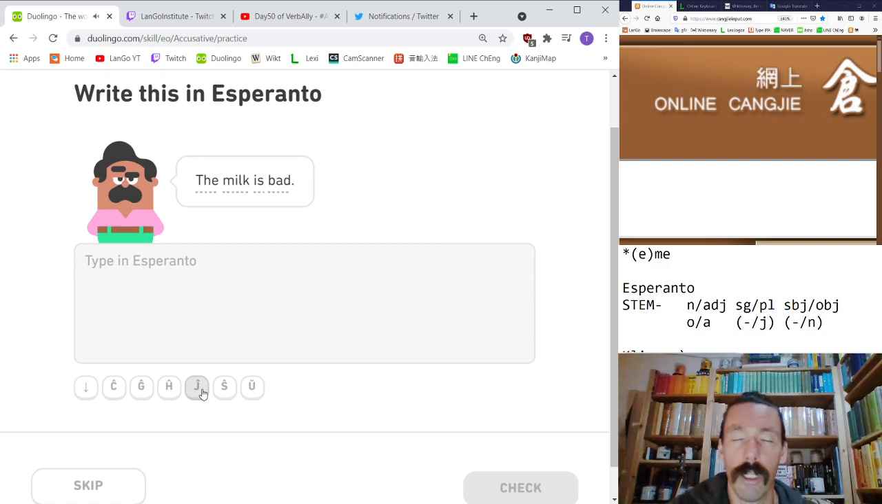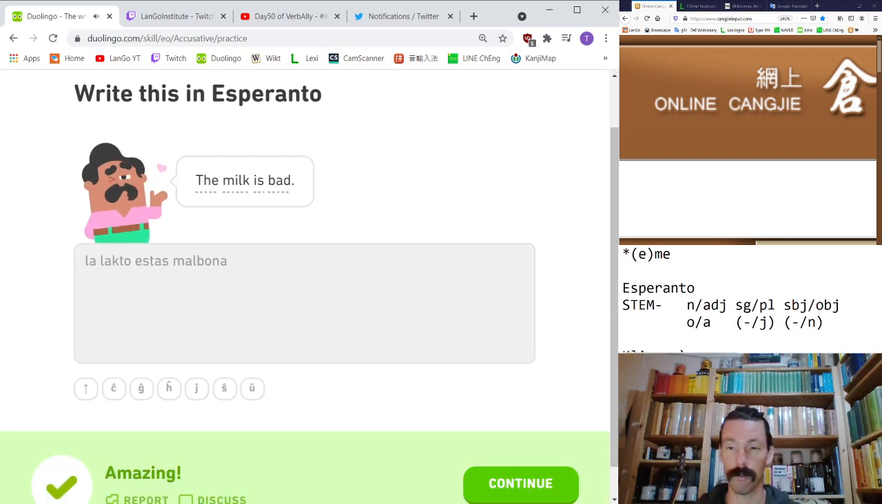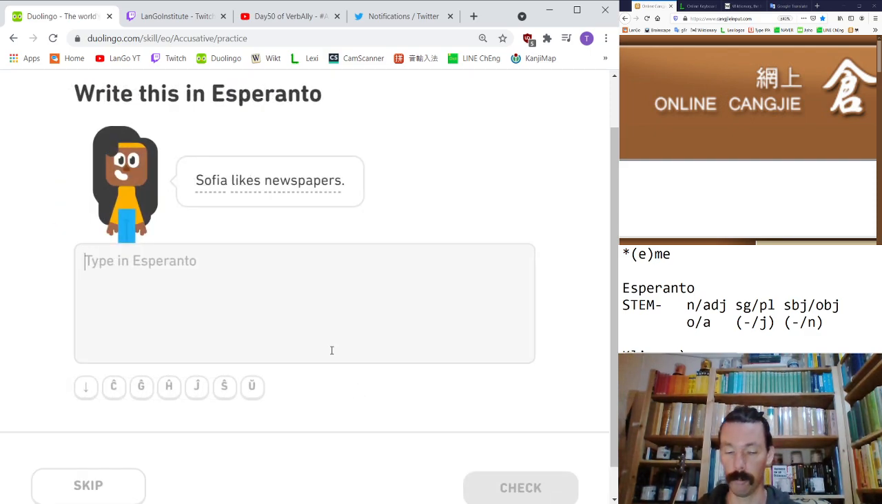Milk is bad. La lakto estas malbona. Still an adjective, even though it's separated from the noun. It agrees with it. I mean, it does not agree with it. Pardon me, but it is still its own adjective and doesn't become a noun just because there's no noun there with it. Stays adjective there. Sophia likes newspapers. Ŝatas. Sofia ŝatas ĵurnalojn. Special J here.